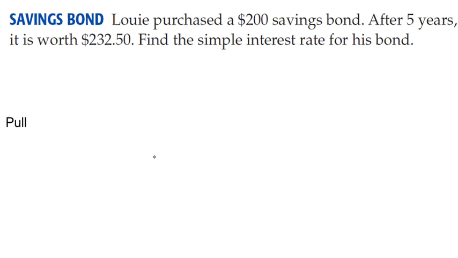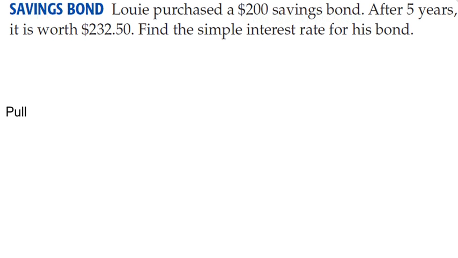All right, Louis purchased a $200 savings bond. After 5 years, it is worth $232.50. Find the simple interest rate for his bond. All right, so we have $200 as the principal. We know what it's worth after 5 years, so we're going to need to figure out how much of that was interest. So same kind of process. Why don't you pause the video and see if you can figure this one out. Very similar to the last slide.